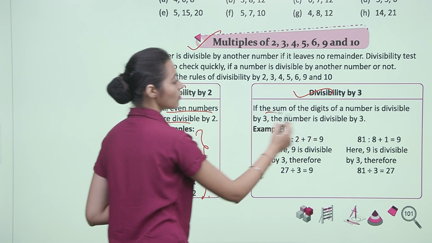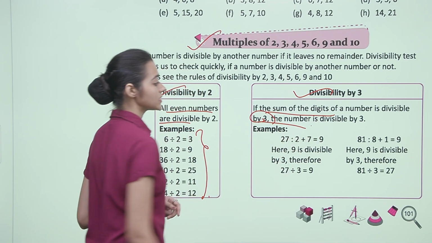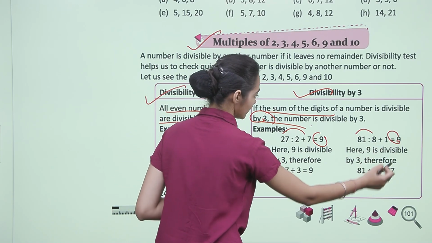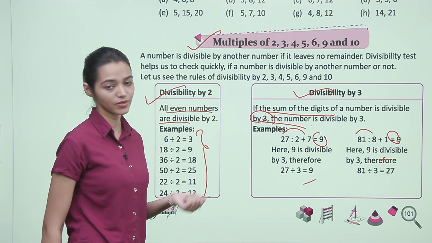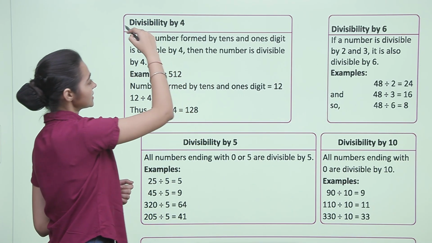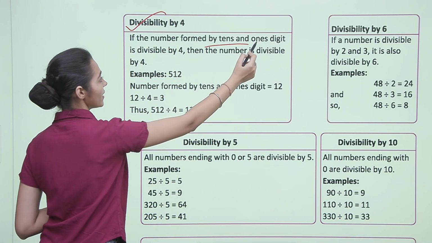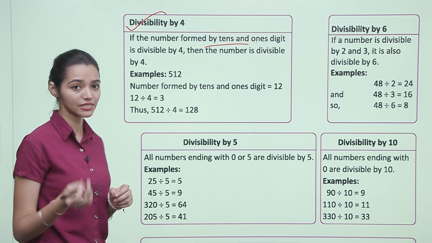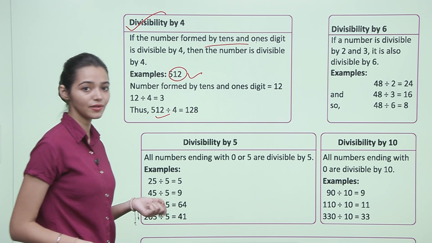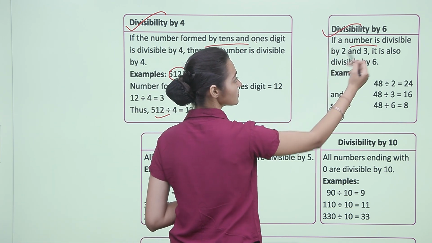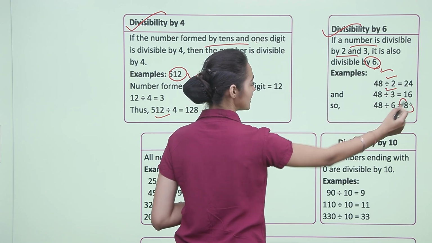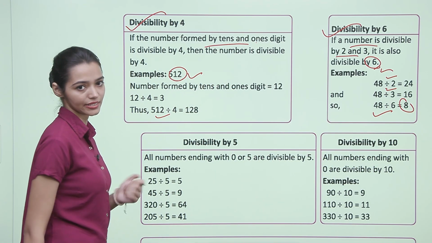Divisibility by 3, if the sum of digits is divisible by 3, then the number is also divisible by 3. 27, 9, 81, 9 divisible by 3. Yes, the number is also divisible by 3. Next is divisibility by 4. If the number formed by tens and ones digit is divisible, that means the number is also divisible. 12, yes, 12 is divisible, that means the whole number is divisible. Divisibility by 6, if a number is divisible by 2 and 3, that means the number is divisible by 6. Divisible by 2, divisible by 3, yes, that means the number is divisible by 6.